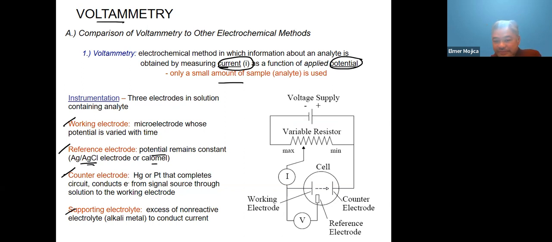Okay, so the counter electrode, indicator electrode, told you mercury or platinum, it completes the circuit and it conducts the electron probe signal source through the solution to the working electrode. And all of these three, okay, will be put in a cell that contains your supporting electrolyte. So that's an excess of non-reactive electrolyte or alkali metal to conduct the current.